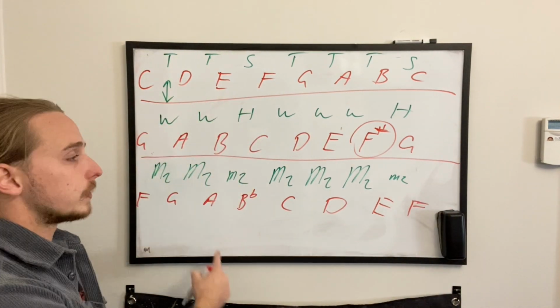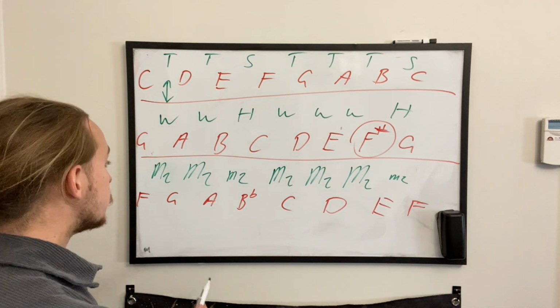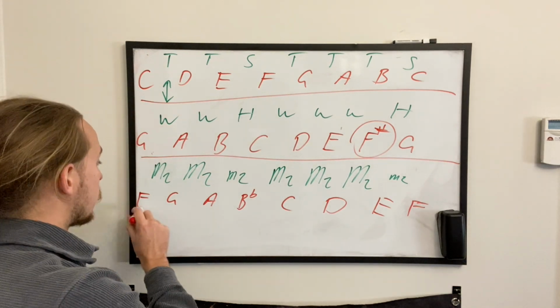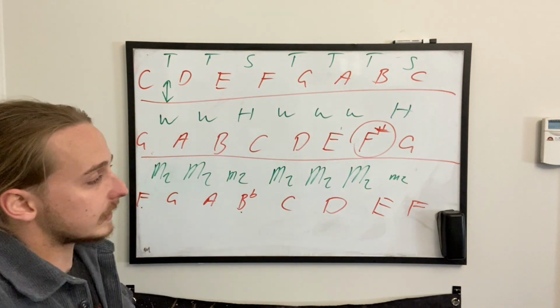So again, we've constructed another major scale. This time, however, we've started on F, and we've got a B flat in there.